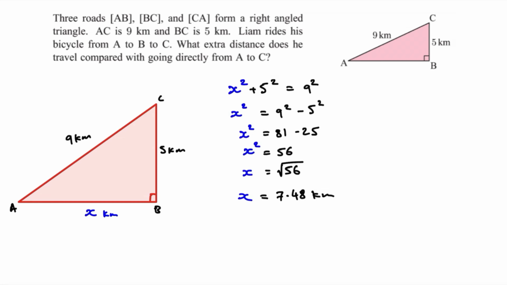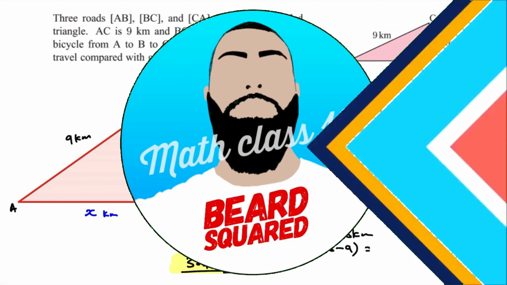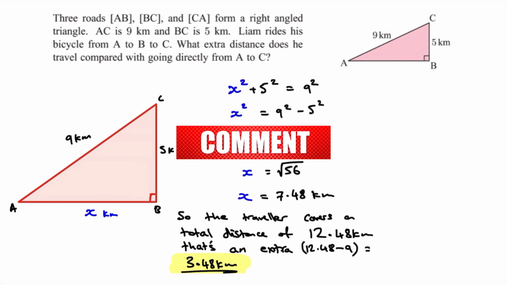Now, that's not the end of the question, because it says, how much extra does Liam ride going from A to B to C compared to just going from A to C? So Liam covers a total distance of 7.48 plus the 5 kilometers, which is 12.48 kilometers. Now, what we need to do is 12.48 kilometers minus the 9 kilometers to find out how much extra Liam's riding. So that's an extra of 3.48 kilometers. So our final statement here is that Liam rides an extra 3.48 kilometers going from A to B to C rather than going straight from A directly to C.